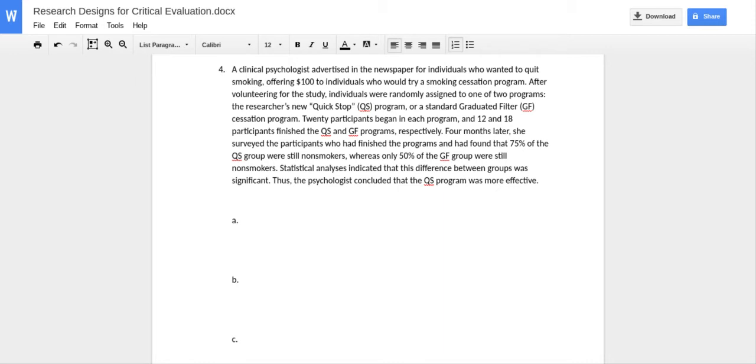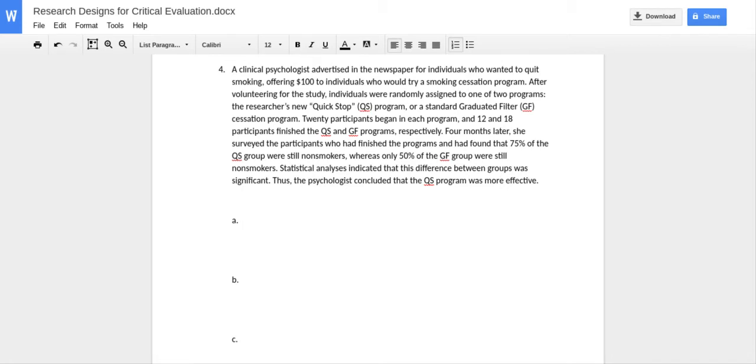After volunteering for the study, individuals were randomly assigned to one of 2 programs, either the researchers' new Quick Stop program, which is the one being studied, or a standard graduated filter, which means that the filter gets longer and longer, so there's less and less of the tobacco. Cessation program. So it's a quick one, kind of a cold turkey program versus weaning off of it, right?